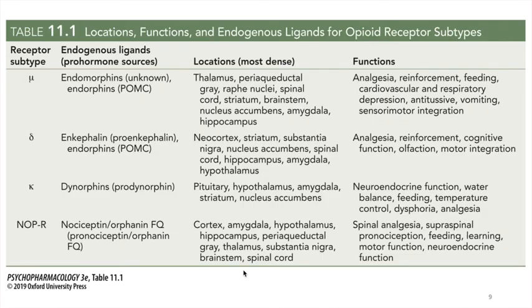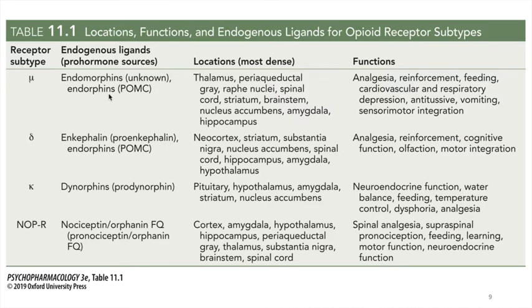Okay. So this is a lot of information, and I'm not going to read it all to you, but I thought it might be helpful to show you that, no, it was right. Kappas are dynorphins and deltas are enkephalins. I got it right before. I should trust myself more. This is that nociceptin orphanin that I talked about before that we're not really concerned with ourselves.